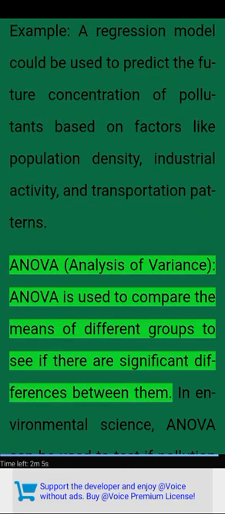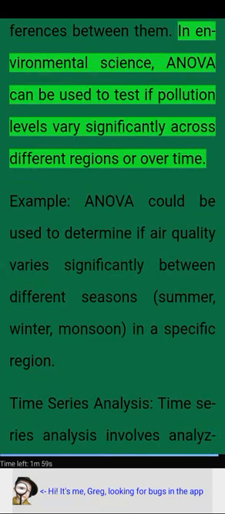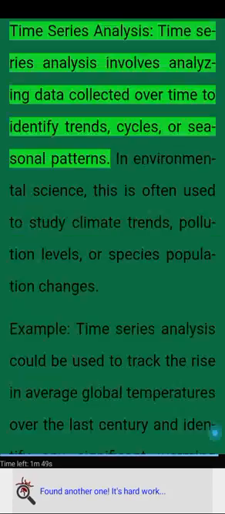ANOVA, analysis of variance. ANOVA is used to compare the means of different groups to see if there are significant differences between them. In environmental science, ANOVA can be used to test if pollution levels vary significantly across different regions or over time. Example: ANOVA could be used to determine if air quality varies significantly between different seasons, summer, winter, monsoon, in a specific region.